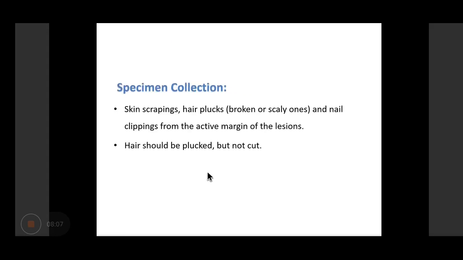Then what are the other ways to diagnose the infection? What specimens are required? Accordingly, depending on whether it has infected your hair, skin or nail. If it infects your skin, then you need to take skin scrapings. If it is infecting your hair, then you need to pluck the hair. For the nail, you need to take nail clippings and the under surface of the nail bed.